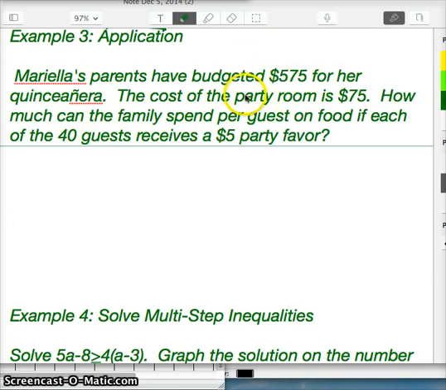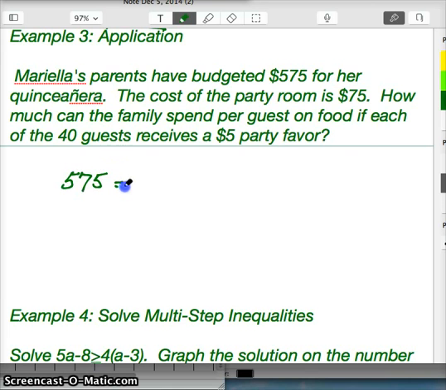The first thing is that the family has $575. So at the end, everything must equal $575, right? So let's put our 575 here with an equal sign. What's going on? Each guest has to get 2 things. They've got to get some food, and they've got to get a party favor. But of the 575, already $75 has been spent on the room. So in addition to that $75, we need to feed and allow our guests to get a party favor. So that's 40 people will get both food, I'm going to use F, and a party favor, 5. So they'll get whatever amount of money they need for food and then a $5 party favor.